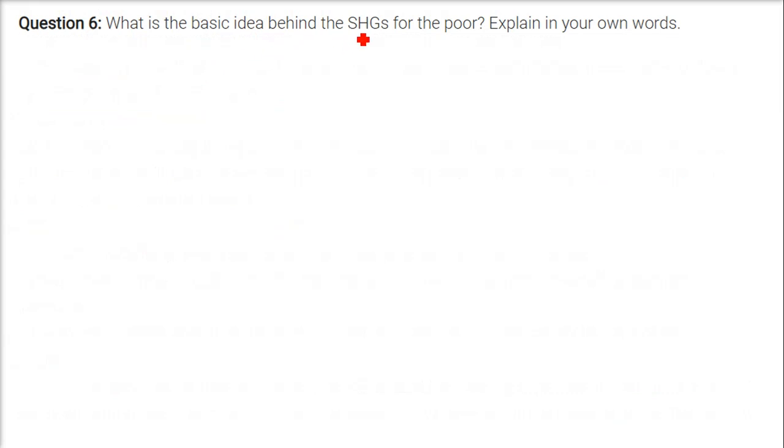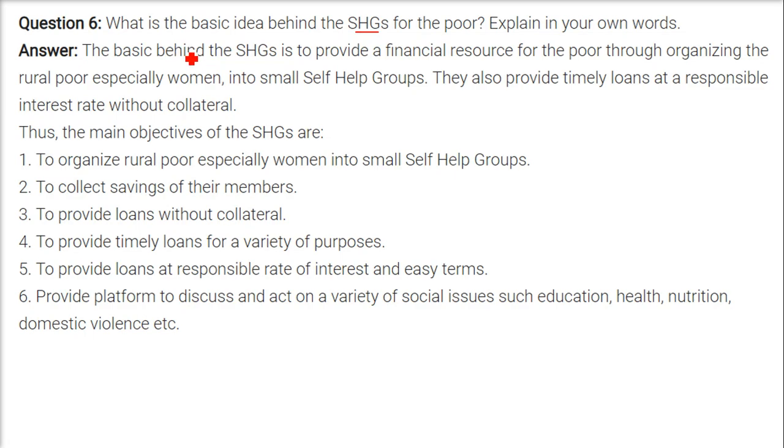What is the basic idea behind the SHG or self-help groups for the poor? Explain in your own words. So the basic idea behind self-help groups is to provide financial resources for the poor through organizing the rural poor, especially the women, into small self-help groups. They also provide timely loans at a responsible interest rate without any collateral or any asset.